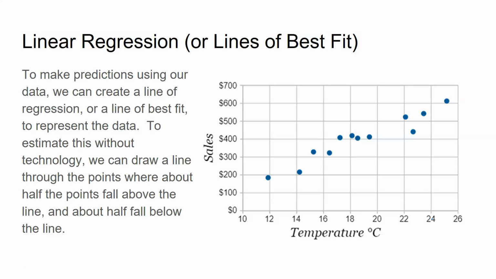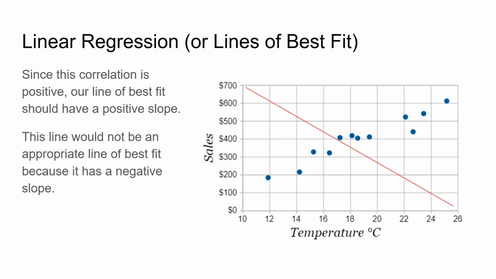To make predictions using our data, we can create a line of regression or a line of best fit to represent the data. To estimate this without technology, we can draw a line through the points where about half the points fall above the line and about half fall below the line. However, since the correlation is positive, our line of best fit should have a positive slope.